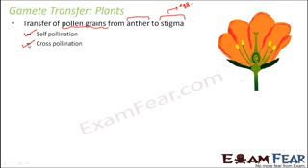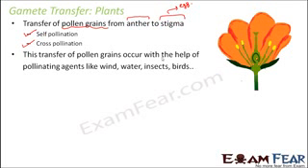Self-pollination is when the pollen grains are moved from the anther to the stigma of the same flower. And if they are moved from the anther of one flower to the stigma of another flower, that is called cross-pollination. So this process of pollination facilitates the transfer of pollen grains to the stigma. This transfer can happen with the help of a lot of pollinating agents like wind, water, insects, birds. All these can help in cross-pollination, because self-pollination is within the same flower. So even the slightest wind or water can actually pass it.